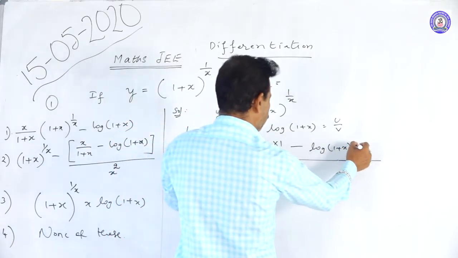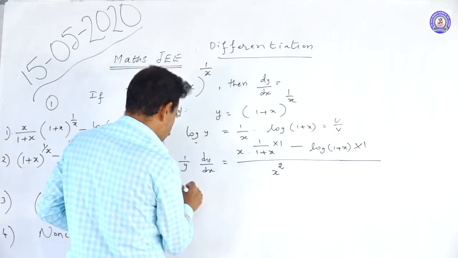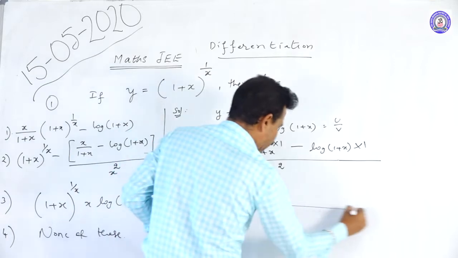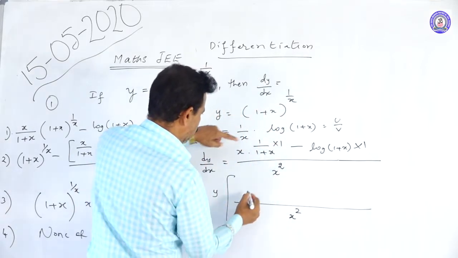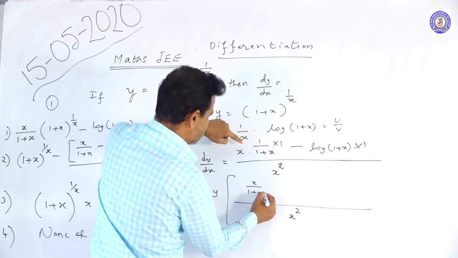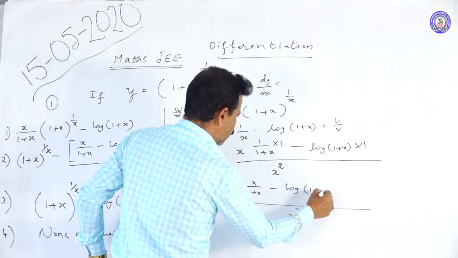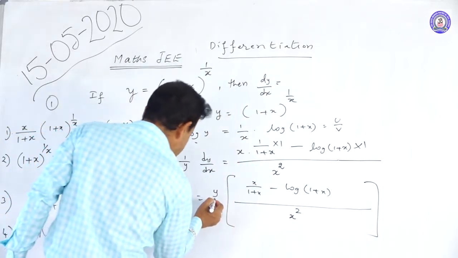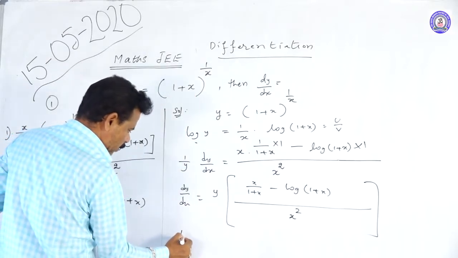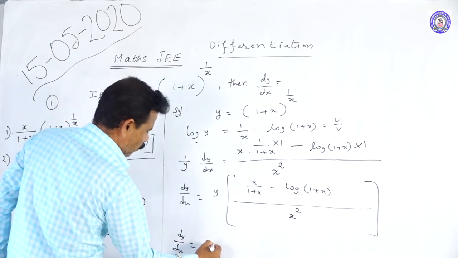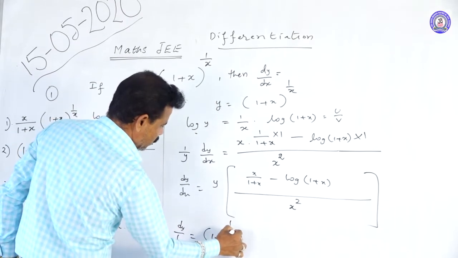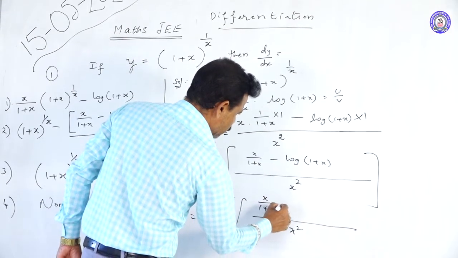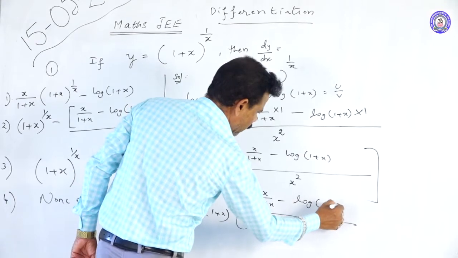So this is dy by dx is equal to y into, denominator x square, here x by 1 plus x minus log of 1 plus x. Here y is (1 plus x) power of 1 by x. So dy by dx is equal to (1 plus x) power of 1 by x. Same step, no change. x square, x by 1 plus x minus log of 1 plus x.